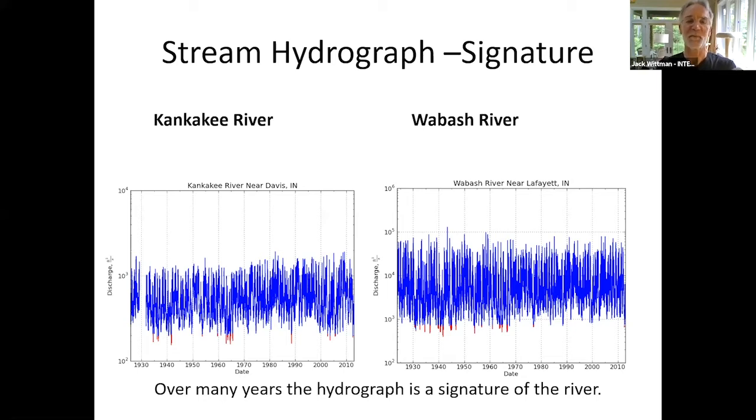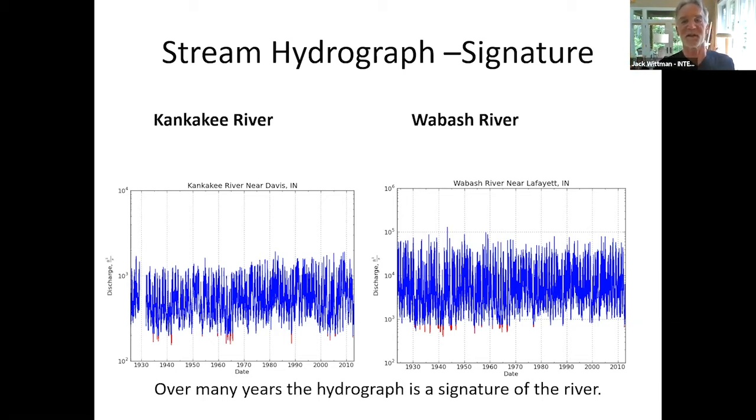If you just look at the order of magnitude, the high flows are 10 to the 5th, so a lot of zeros at the top end of the Wabash River, and the bottom end is below 10 to the 3rd. So there's more than 100 times difference between the high flow and the low flow. On the Kankakee River, it's half of an order of magnitude, so 5 times. 5 times, and one is 100 times. That's stunning, to think they're both kind of big rivers.